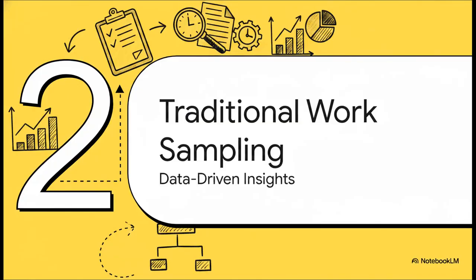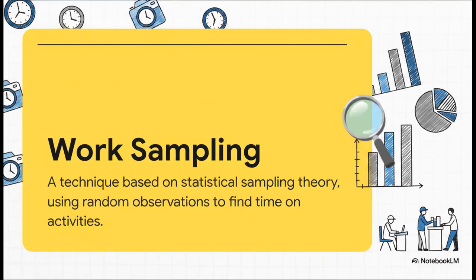So, to try and solve this problem, the industry came up with its first real data-driven tool. It was called traditional work sampling. It was a really important first step, a way to start managing what you measure. So what is work sampling? At its core, it's a numbers game, a statistical method.